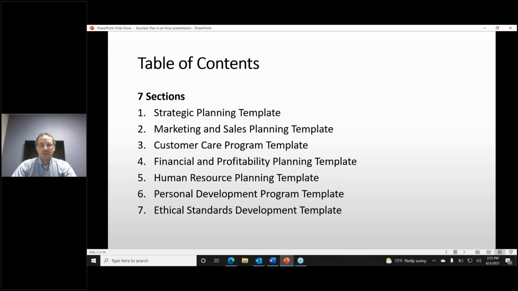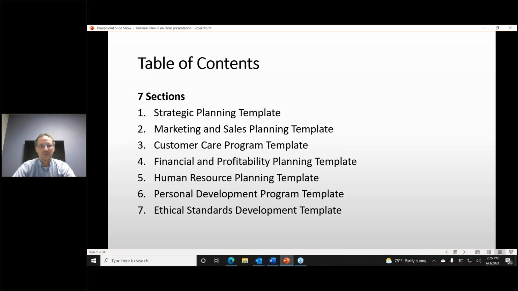Human resources, as you grow your business and add additional employees or independent contractors, you need to have processes and procedures in place. Your personal development plan, I think this is one of the most important because even I forget to take care of myself in running my businesses. And then the last section that I added a few years ago was an ethical standards development.